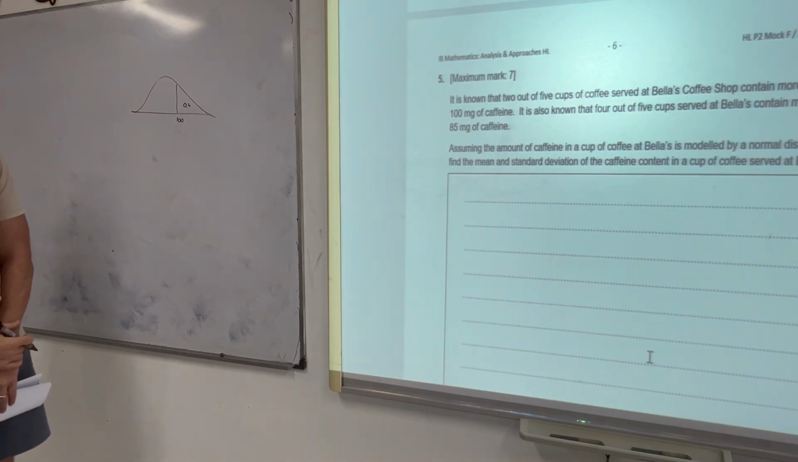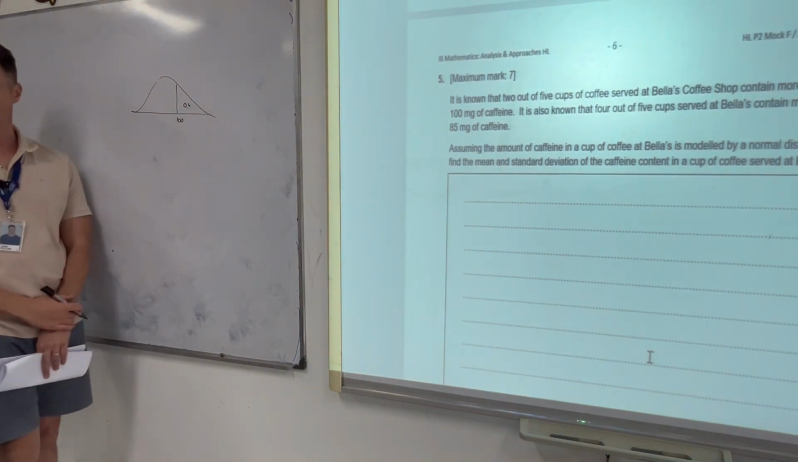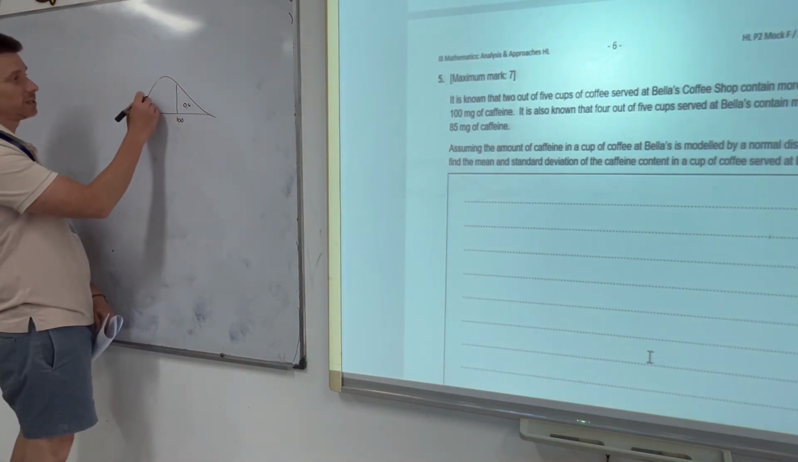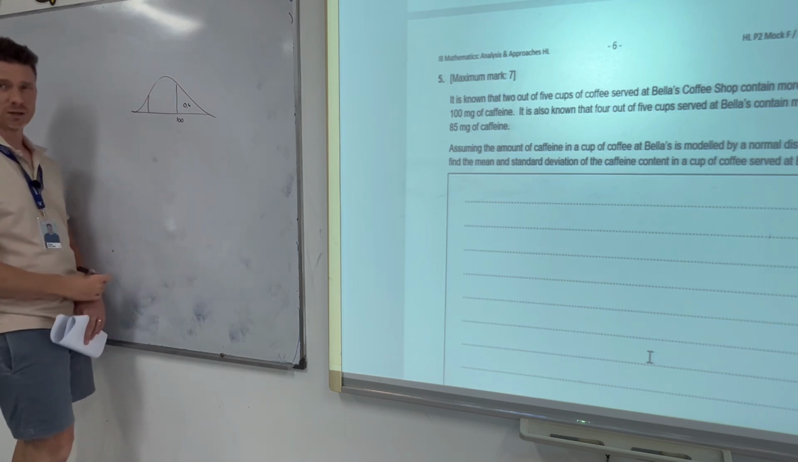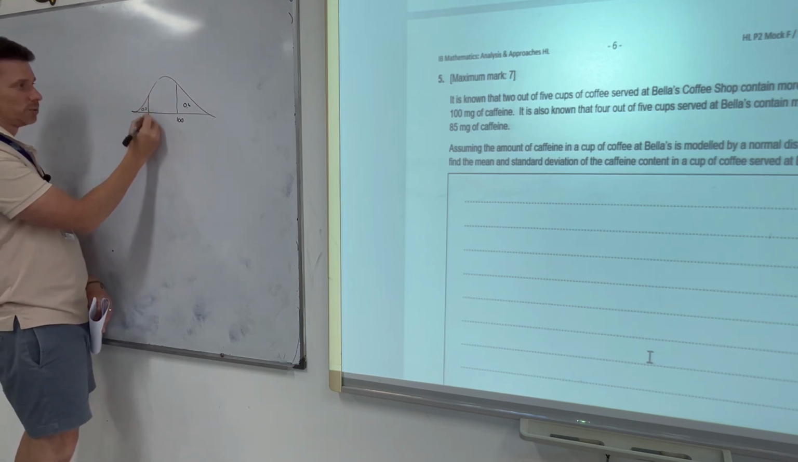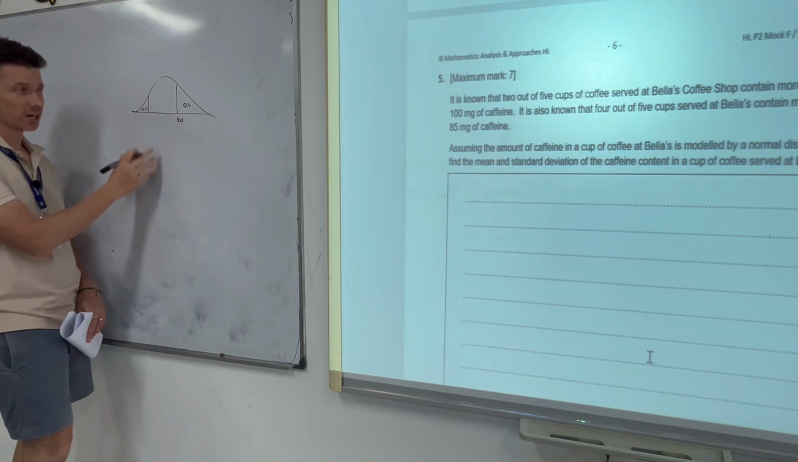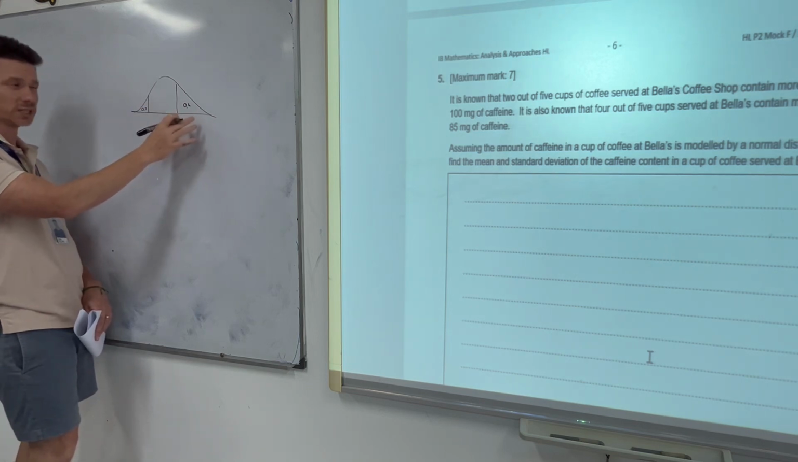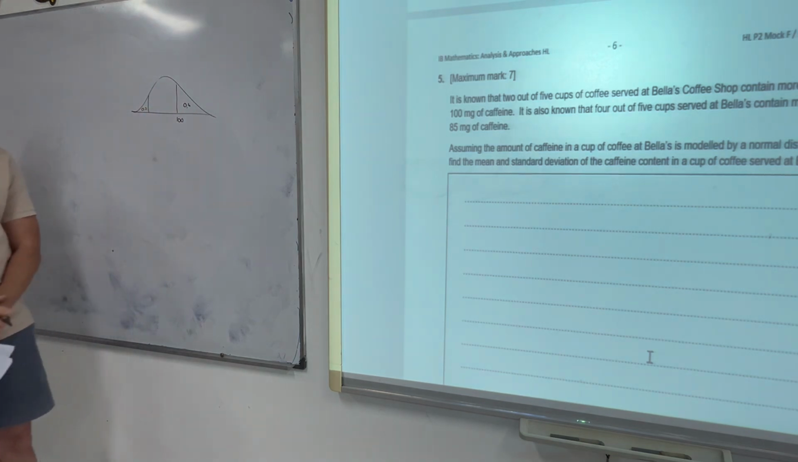It is also known that 4 out of 5 cups of coffee contain more than 85. So 4 out of 5, so 0.8, contain more than 85. So 85 is clearly somewhere here. And that means this area is 0.2, rather than saying that this area is 0.8. I think that's probably the better way to go with that one.